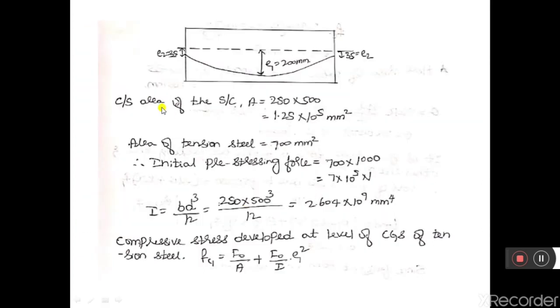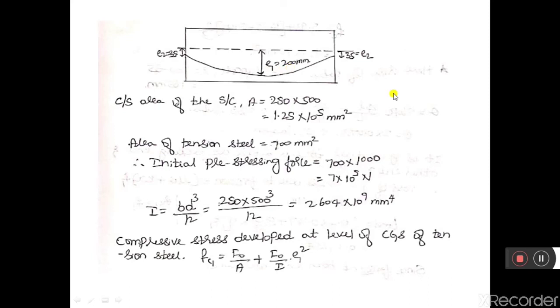Now let us consider a rectangular beam of cross section 250 by 500 mm. It is given that the beam has two eccentricities. At the support the cable has an eccentricity of 35 mm, and at the midspan the cable has an eccentricity of 200 mm.